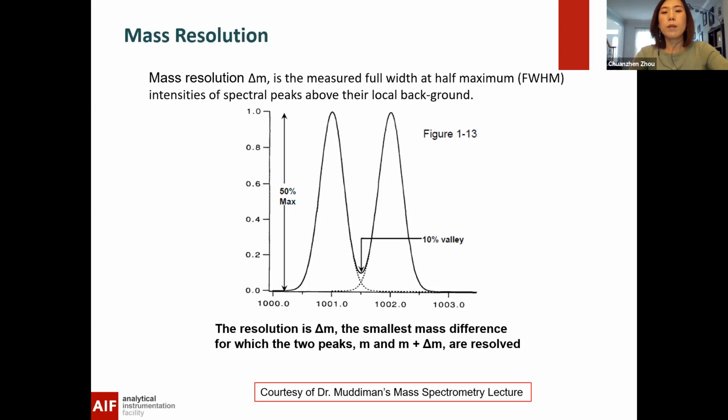All right, since we are talking about mass spectrometry, I would like to take a few seconds to talk about the mass resolution. Over here, the mass resolution delta M is measured as the full width at half maximum of intensity of a spectral peak above the local background. Over here, that's the 10% value. In TOF SIMS, we are using the 50% value to define the mass resolution. So the resolution, or delta M, is the smallest mass difference for which the two peaks, M and M plus delta M, can be resolved. That's the two different peaks can be resolved.